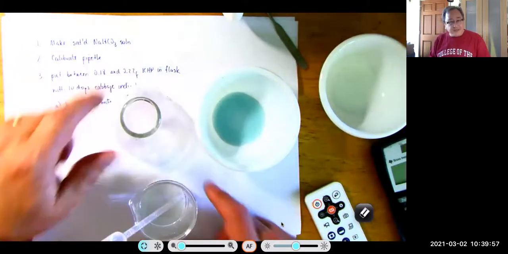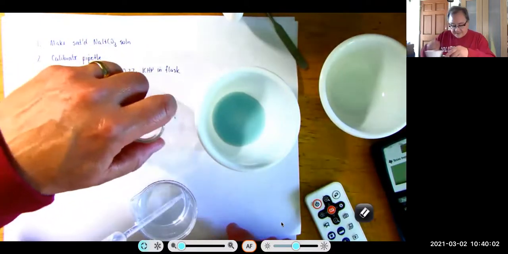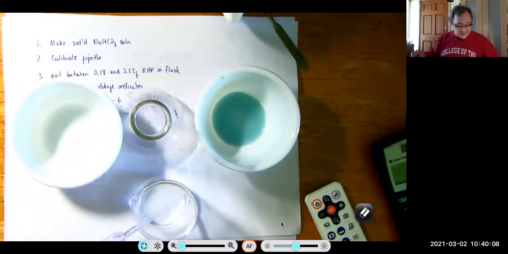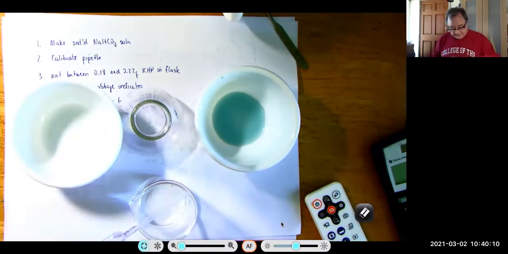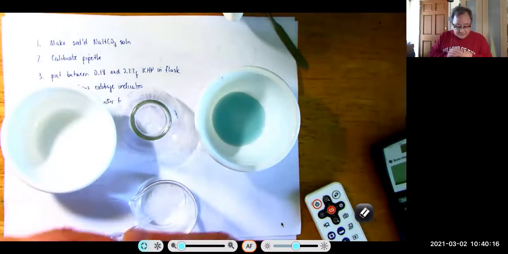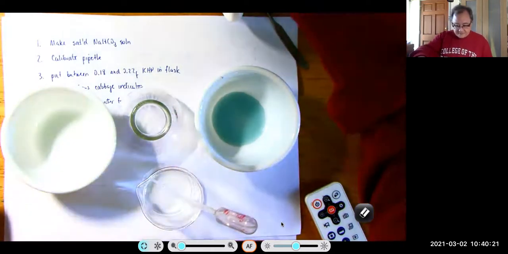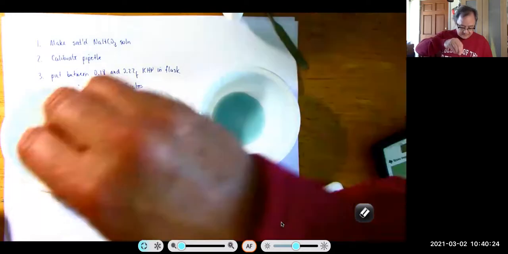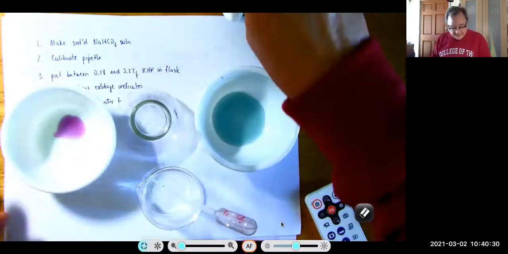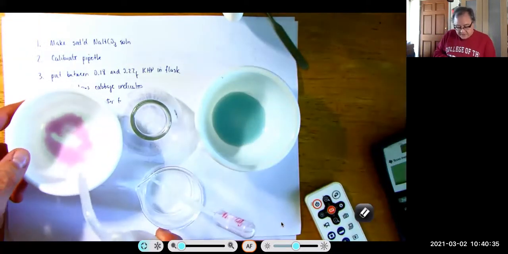Now, remember how pink this was to begin with. And if you wanted to, it would not be a bad idea to have some potassium hydrogen phthalate. So I just had a little bit left over, so I dumped it all in here. Add 10 drops of indicator. So there's my indicator and my potassium hydrogen phthalate. And I'm just going to add a little bit of water to help it to mix.